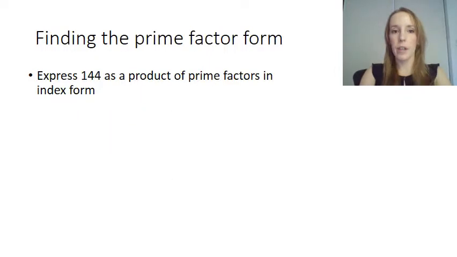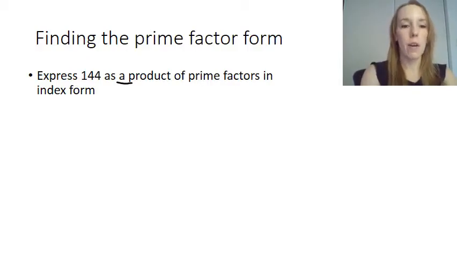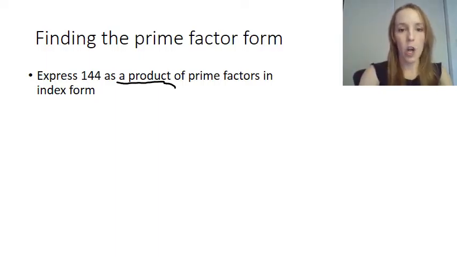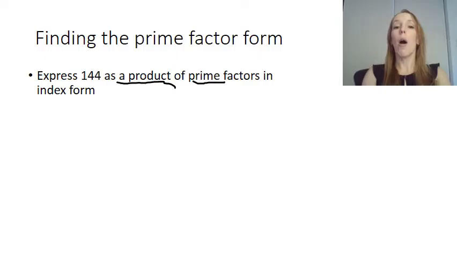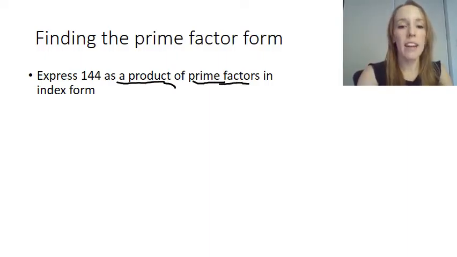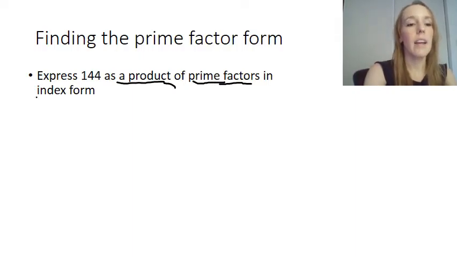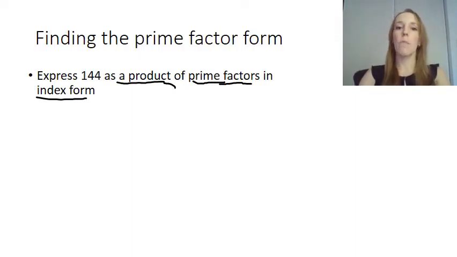Okay, so the last thing we're going to do is finding the prime factor form. So the question says express 144 as a product of prime factors in index form. So if we break that down, product means multiplication, so we're going to have to express this multiplication of prime. So prime numbers are numbers that only have one and themselves as factors. So prime factors are factors of 144 that are prime numbers in index form. So we know index form means in powers.